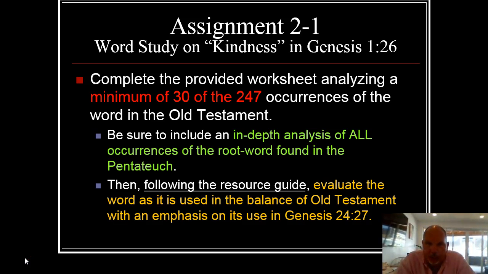So after you've looked it up, I want you to complete the provided worksheet analyzing a minimum of 30 of the 247 occurrences of the word in the Old Testament. Be sure to include an in-depth analysis of all occurrences of the root word found in the Pentateuch. Then follow the resource guide and evaluate the word as it is used in the balance of the Old Testament with an emphasis on its use in Genesis 24:27.